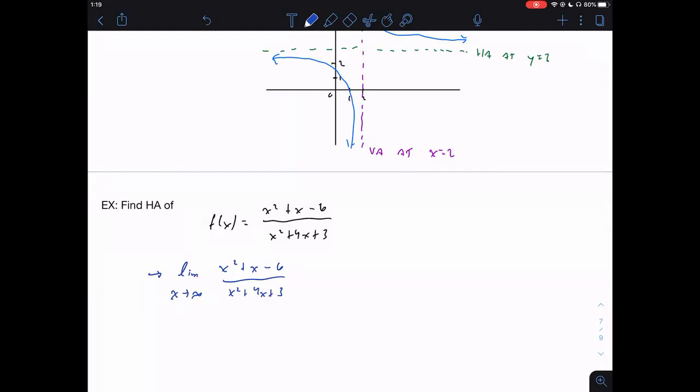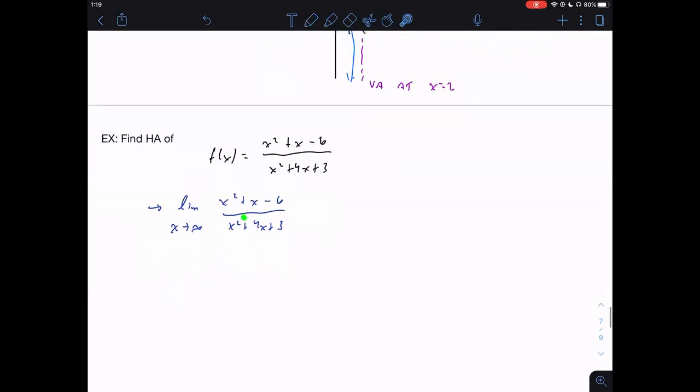Okay, now again, we're finding the horizontal asymptote. There is no need to simplify. All right, do not simplify your rational function. Leave it as it is when finding the horizontal asymptotes. What we want to do here is divide each term by the highest degree power of x in the denominator, which in this case will be x squared. So everything on top and everything on bottom will be divided by x squared.